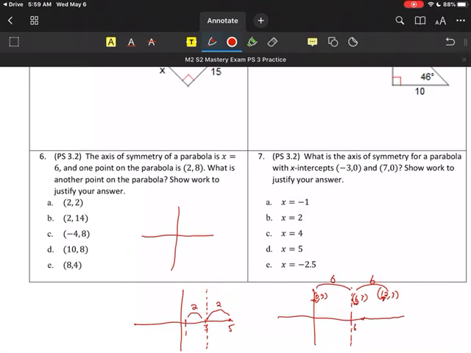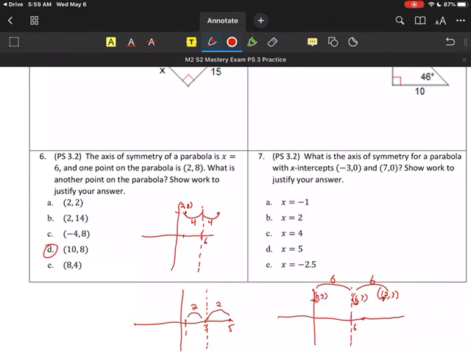All right. So for number 6, axis of symmetry is at x equals 6. Okay. There's a point at 2, 8. So 2, 8 right here. So there's another point on this parabola that's on this side. But how far away is it? Well, 2 is how far away from 6? 4, right? 2, 3, 4, 5, 6. And then, so that means this point has to be 4 away from 6. Well, what's 4 plus 6? 10. And you got it, okay?